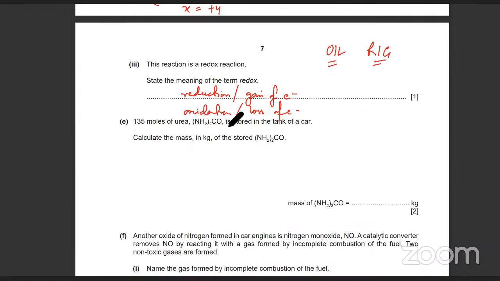Now you've got 135 moles of urea stored in the tank of a car. Calculate the mass in kg of this urea. So mass कैसे निकालते हैं? Moles multiplied by Mr. जरा करो ना, ये क्या आ रहा है?